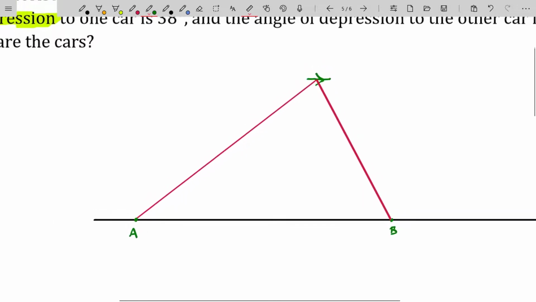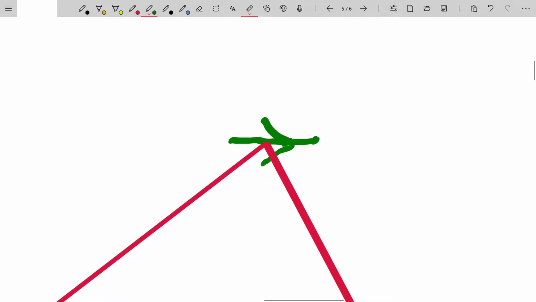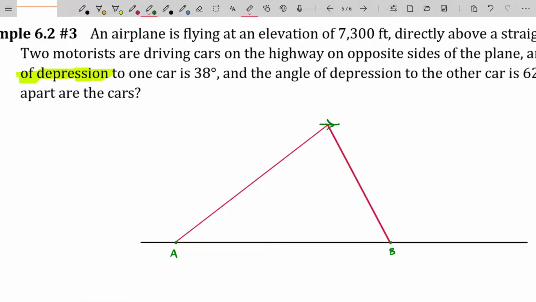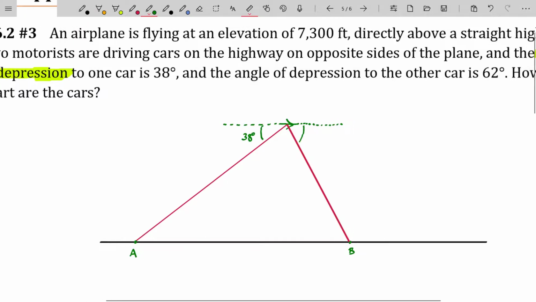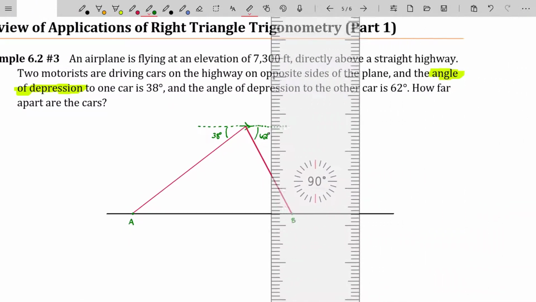So there we go. The angle of depression, what does that mean? Well, you're a passenger on this terrible looking airplane, and you're looking out the window and you look down. The angle with which you're looking down from the horizontal, so this is the horizontal right here, the angle with which you look down is called the angle of depression. And so that is 38 degrees in this direction. When you look forward and then down at the second car, you're looking down at a steeper angle, which is a 62 degree angle.